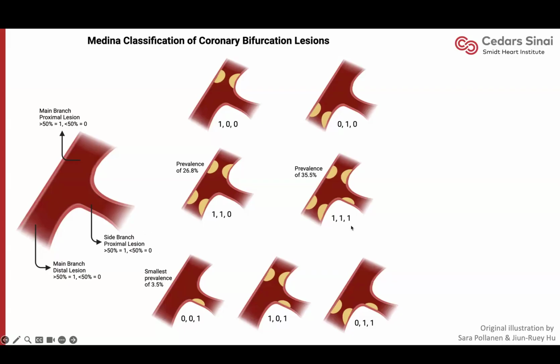Seven total categories can be assigned, with 111 indicating significant stenosis in all three segments, or 100 indicating stenosis only in the proximal main vessel. Medina 111 and 110 are the most common at 36% and 27% of bifurcations, respectively. Medina 001 is the least common at 3.5%.